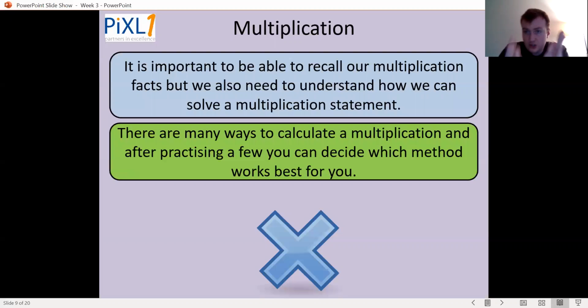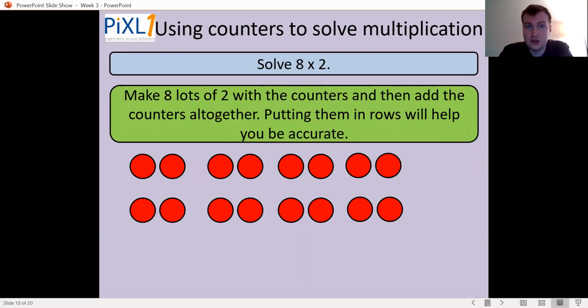So yes, it's good if we know our times tables, but this is what we're talking about. It's important to be able to understand how we get the answer, not just blindly go, oh, this is the answer because I've been told this is the answer. We need to have a really good comprehension of what it is we are doing, because that means there are loads of different ways to work out a times question, and you can pick which one is the best for you.